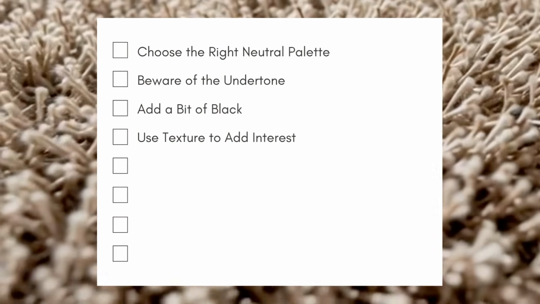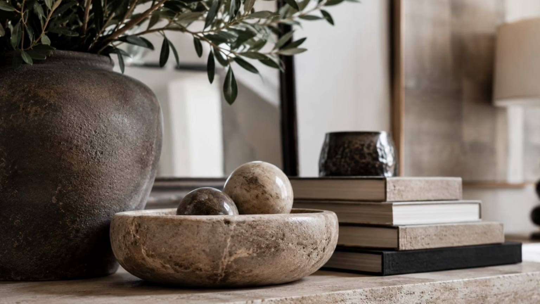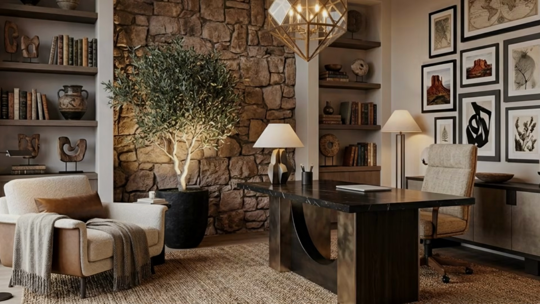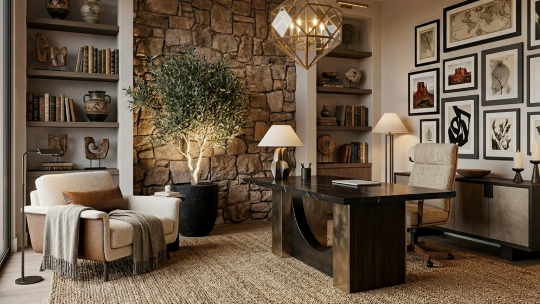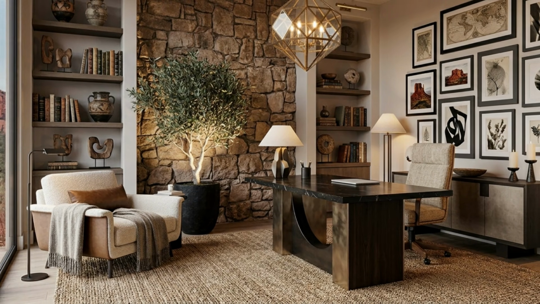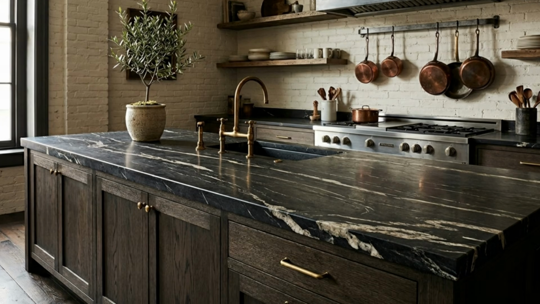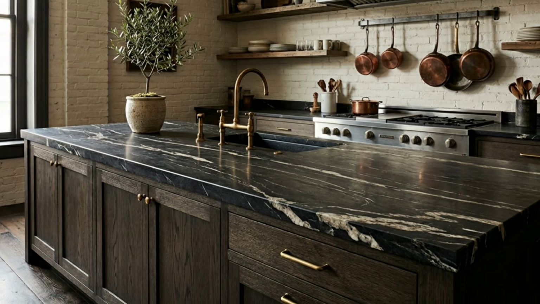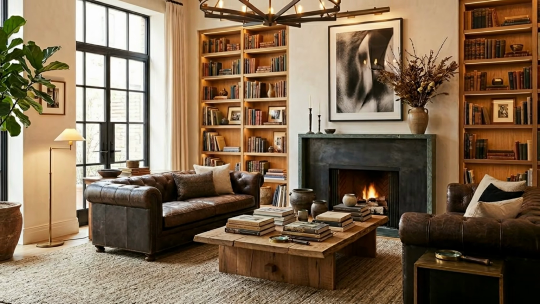Use texture to add interest. One of the most effective ways to prevent a neutral space from looking dull and boring is to add a lot of textural items. Textural items create interesting shadows that work with the light in your room to create a variation of color. Here are some ideas of textural items to add to your home.